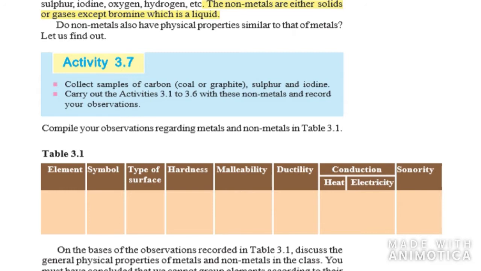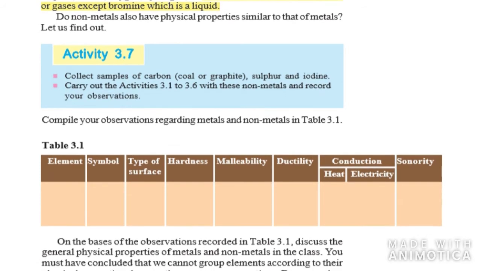Non-metals are either solid or gases, like sulfur, iodine, carbon, oxygen, and nitrogen. So many compounds are there under non-metals. As you know, they are actually opposite of metals. They are not hard. They don't have any malleability. They do not have any ductility. They do not conduct heat and electricity. They do not produce sound, that means they are non-sonorous.